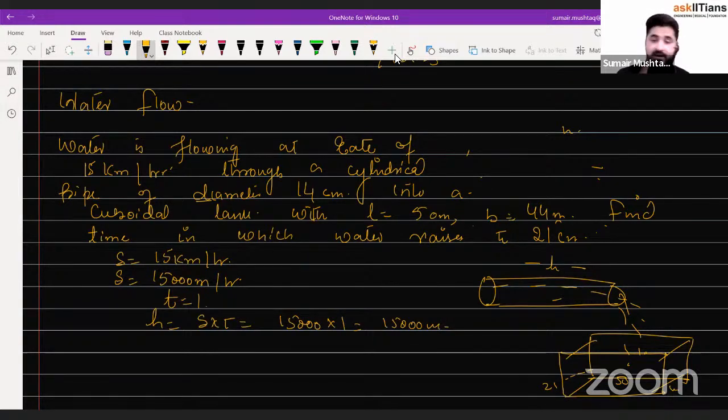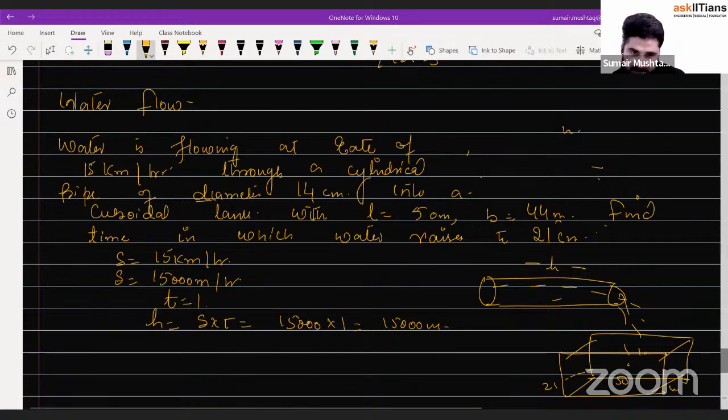For the cylinder, only one thing was missing, that is the height. With the help of the speed, you got the height. Is that clear? Yeah, Dhruv, I know you can do it. He has done it.